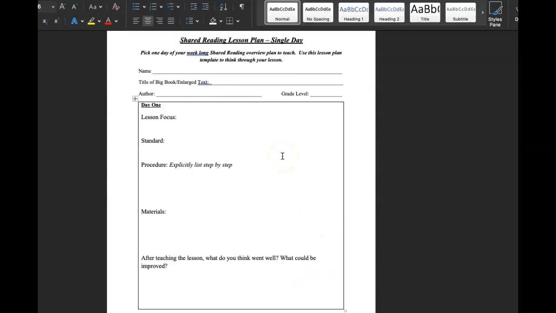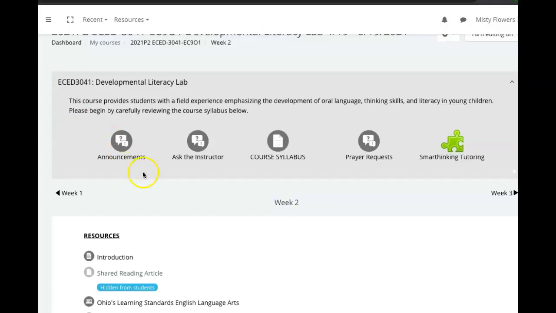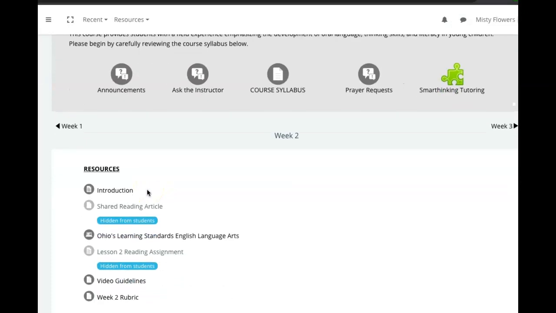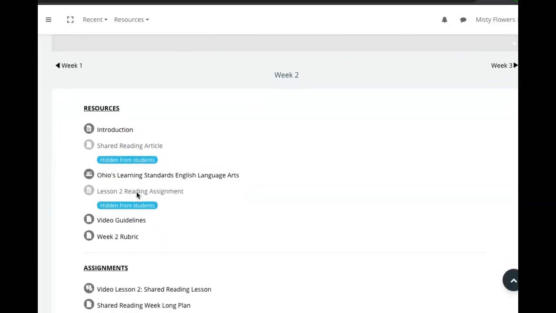Here is your single day plan. Again, you have your lesson focus, your standard, and then explicitly list step by step the procedure that you're going to use. What materials are you going to need? After teaching the lesson, what do you think went well and what could be improved? So this is your chance to apply everything that you've seen in the videos and the readings for this week.